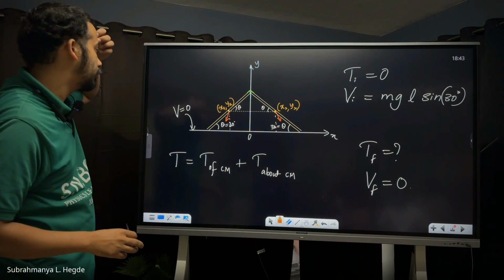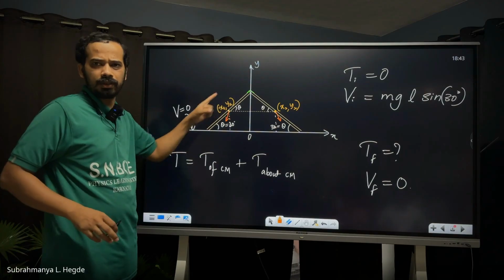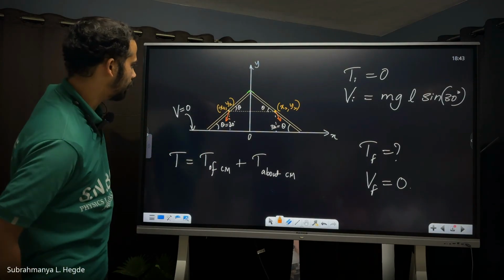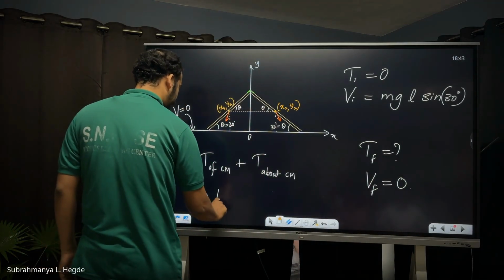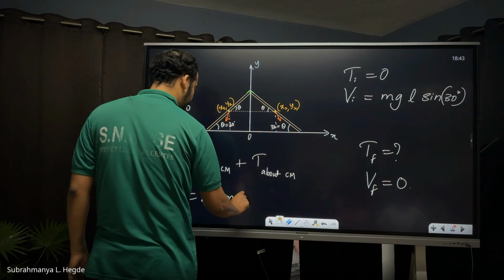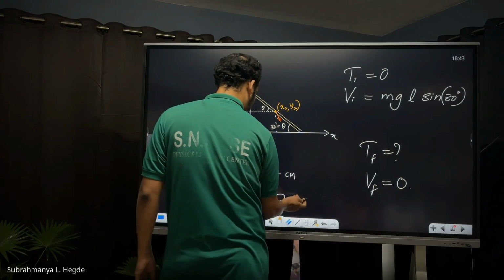How do you argue? You can see the x1 dot, y1 dot. You can argue on the basis of x1 dot, y1 dot. So now I have to write it like this: half m into the velocity of the center of mass squared, plus, what is this one?